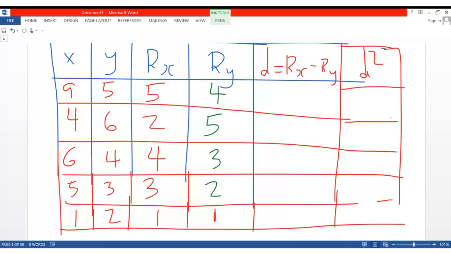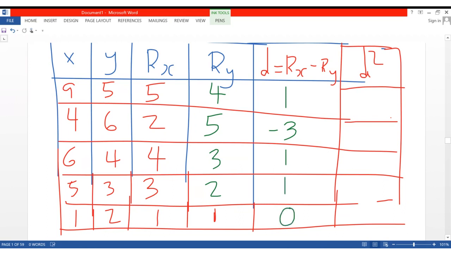Now, our main task is to just subtract. Our D is given by Rx minus Ry. So you just subtract. 5 minus 4, you get 1. 2 minus 5, you get negative 3. 4 minus 3 is 1. 3 minus 2 is 1. 1 minus 1 is 0. I said you can do Ry minus Rx or Rx minus Ry because now we shall come to squaring it.